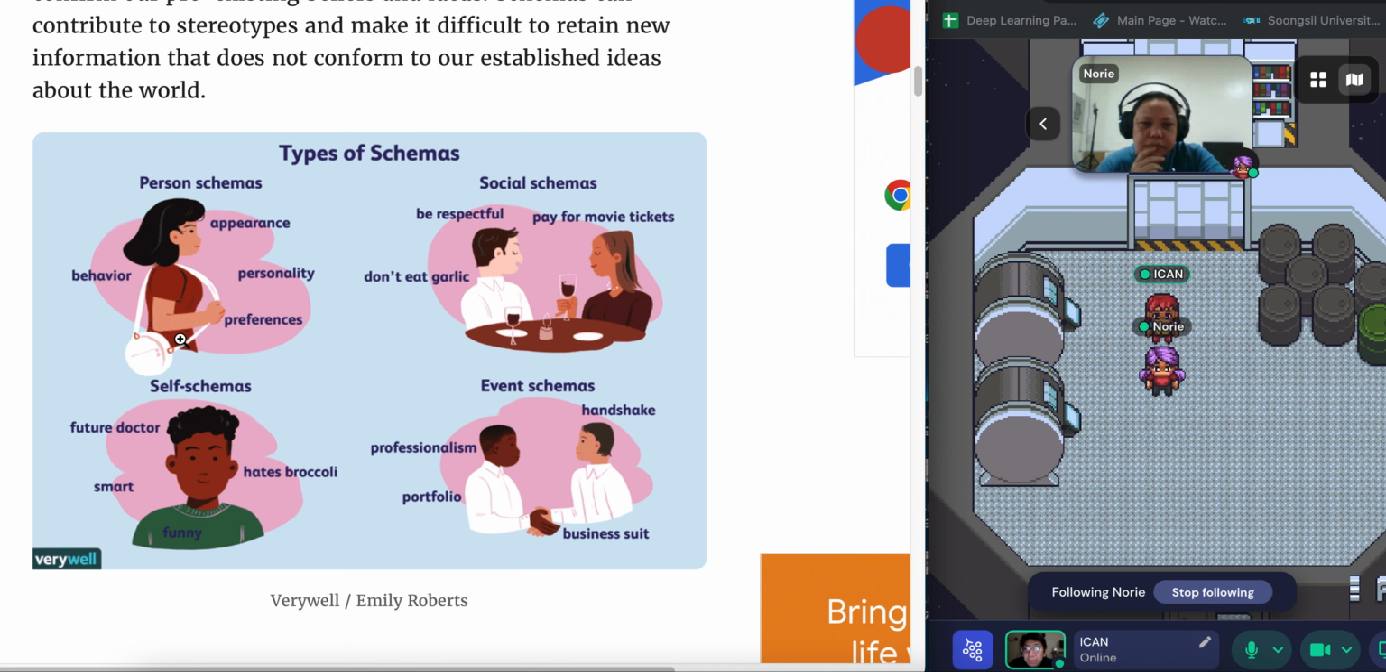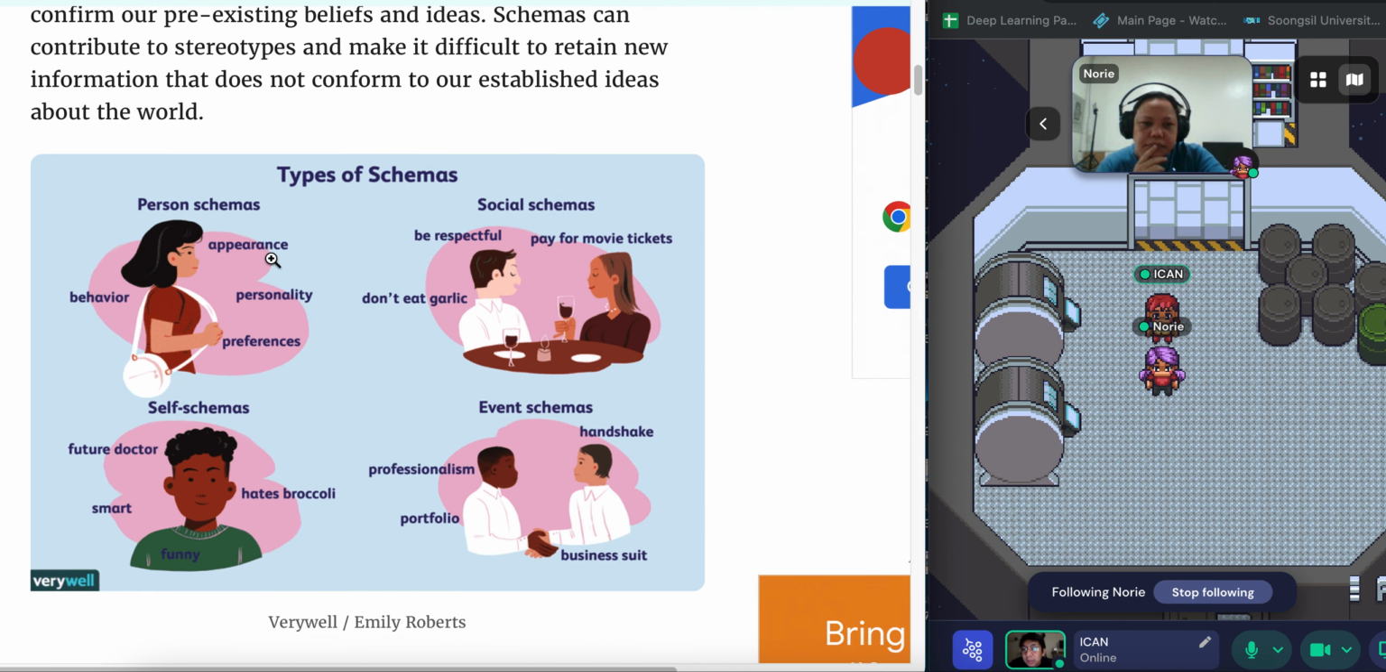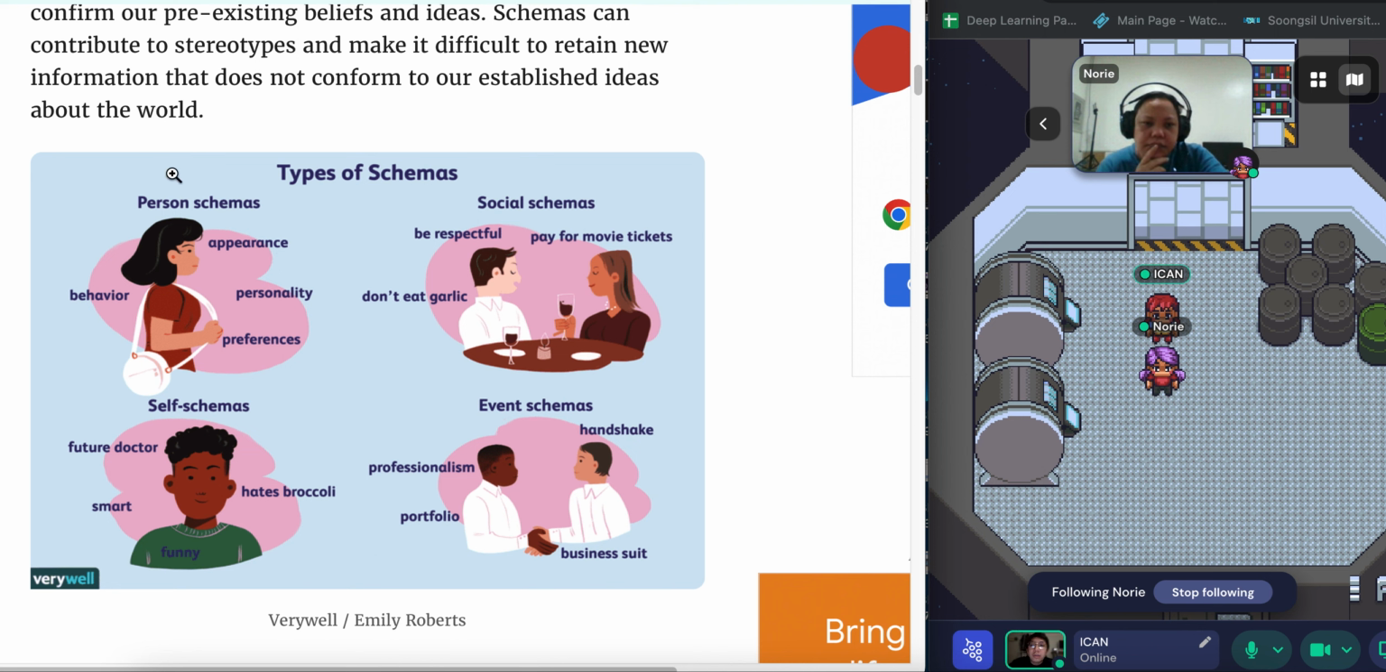Let's see some types of schemas. There's what we call person schemas. This is us talking about appearance, personality, preferences, and behavior. These things are factors that we can use to assess a person, or an individual. Now, there's also a schema for how you see yourself.